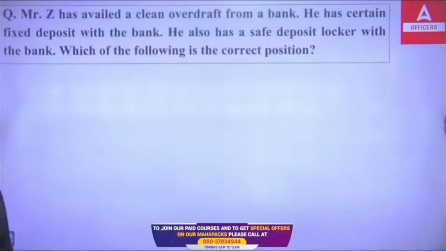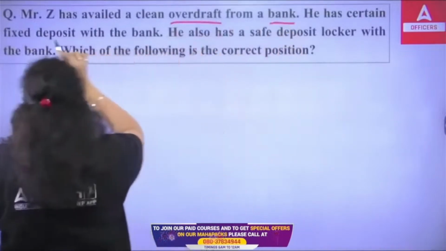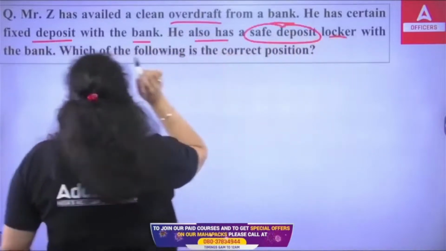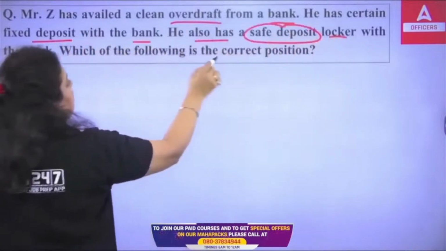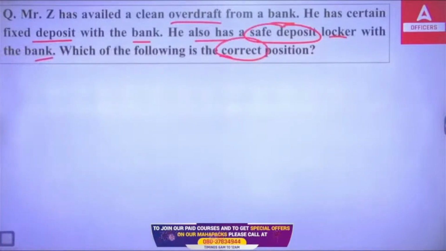Z has availed a clean overdraft from a bank. He has certain fixed deposits with the bank. He also has a safe deposit locker with the bank. Which of the following is the correct position?